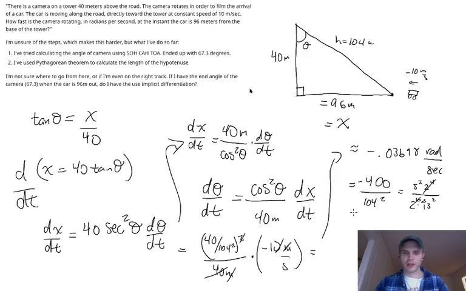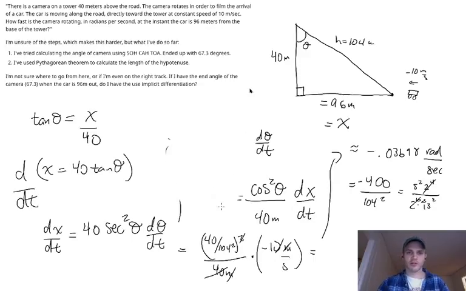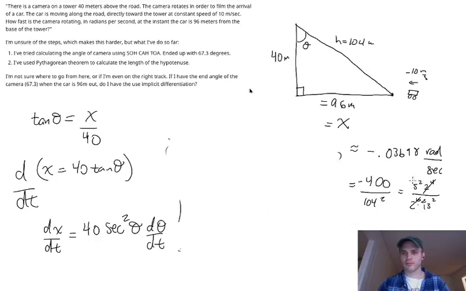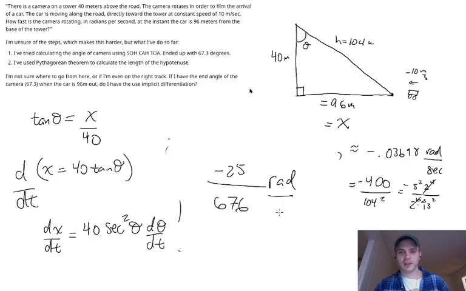And so we are left with, let me get rid of some of this stuff. I'll give you the exact value. Negative 25 over 169 times 4, 676. Okay, let me check it. Yeah, okay. This is the exact value.